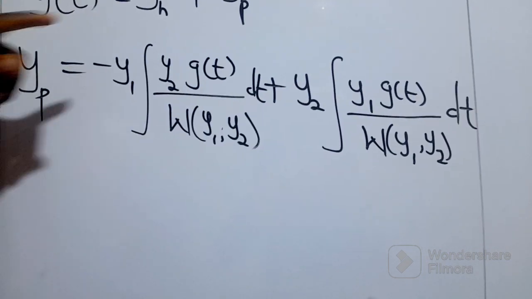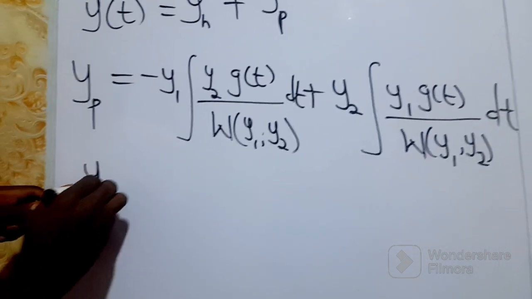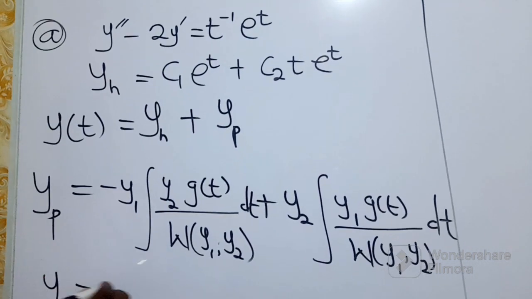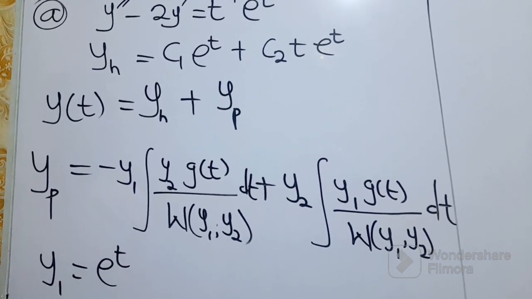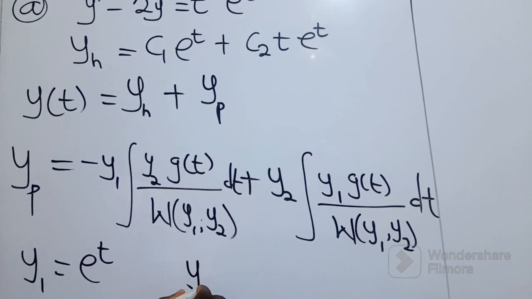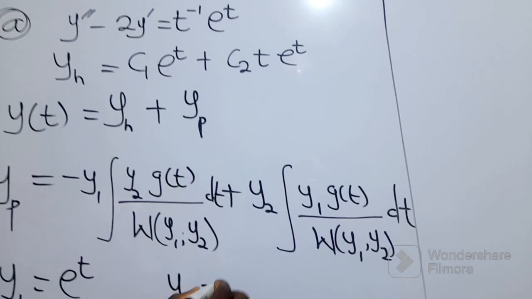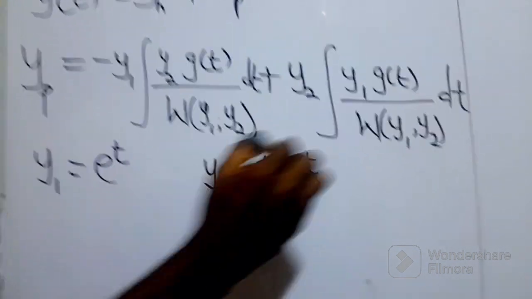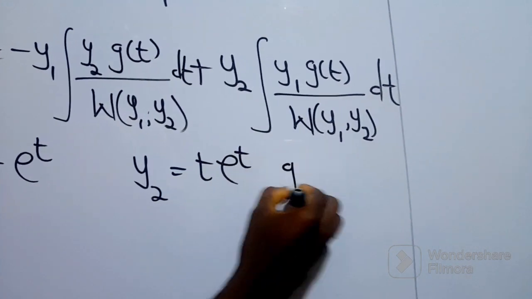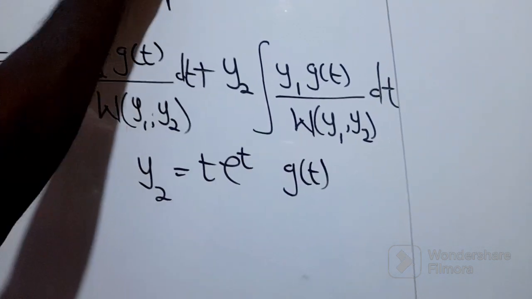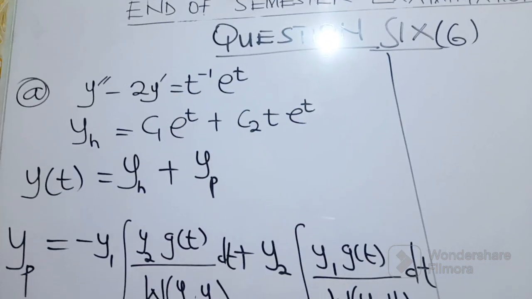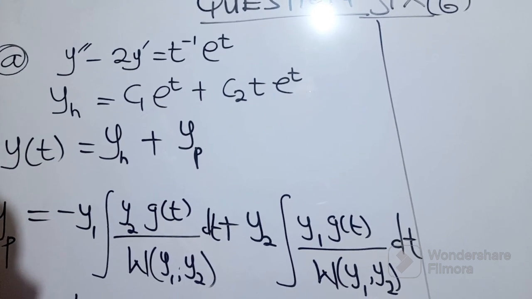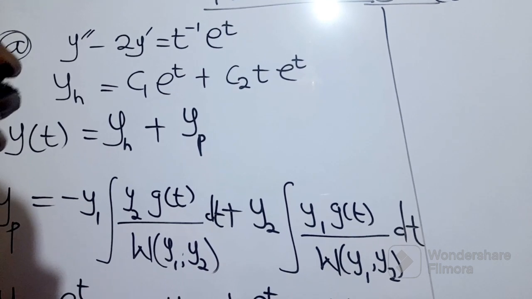Nice one. So what's our y1? Our y1 is equal to e^t. That's the coefficient of the first constant. Then y2 is the coefficient of the second constant, which is t e^t. Then our g(t) is the non-homogeneous side, this one, that's t^(-1) e^t.